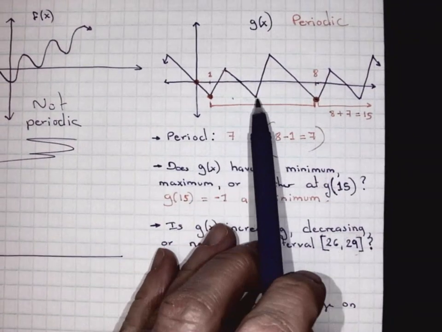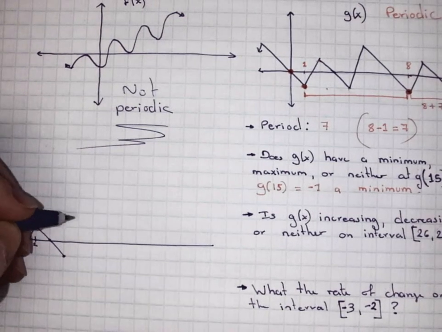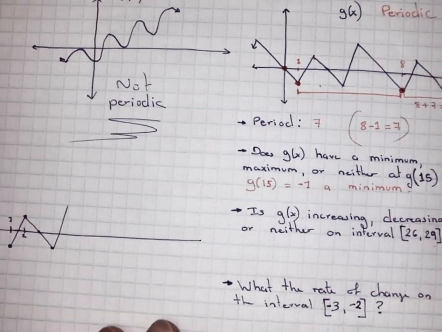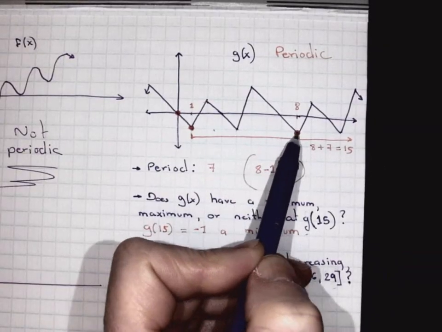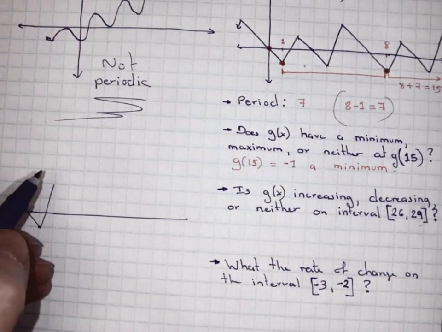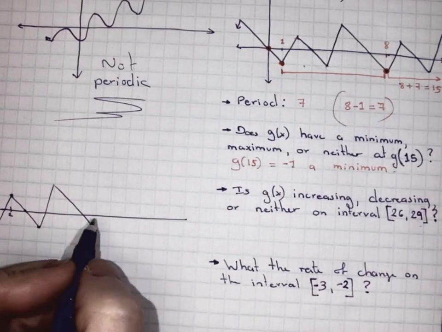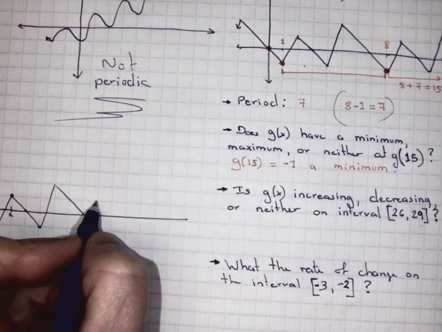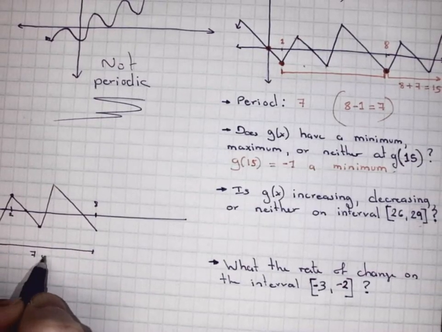Then we said we're going to go up 3 over 1, so up 1, 2, 3 over 1, and I'll be here. And then I'm going to go down 1 over 1, three times, so 1, 2, 3. And that's my one cycle. So right there, I'm going to be at 8. That's one cycle of 7 units.